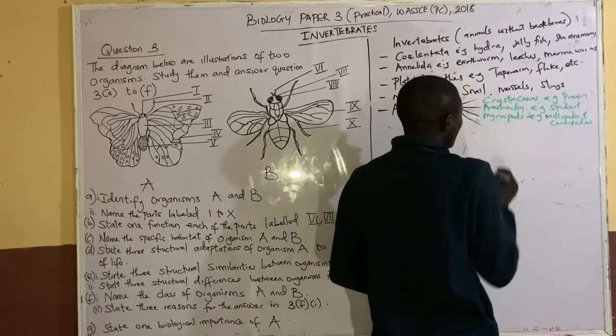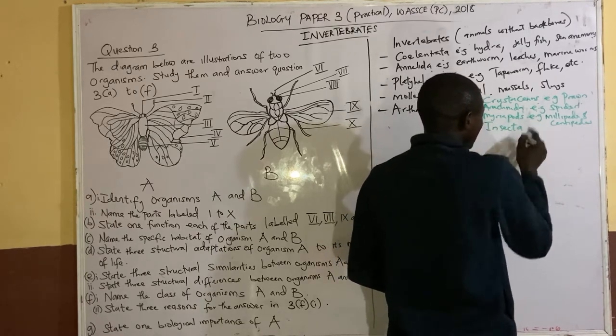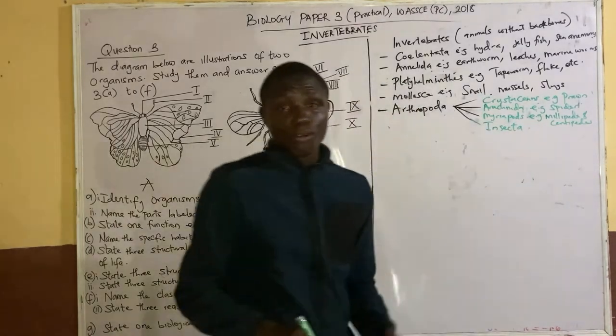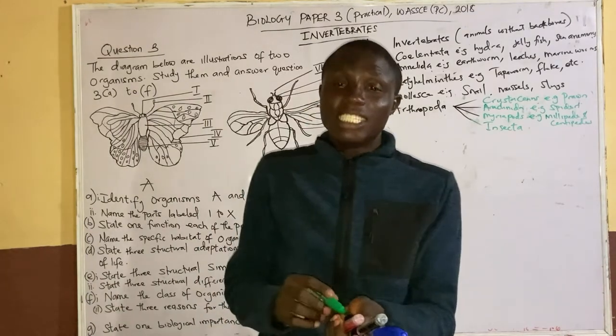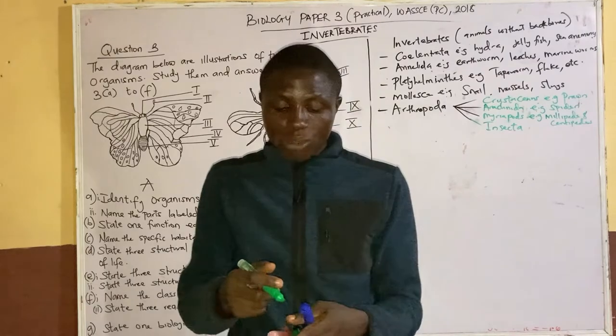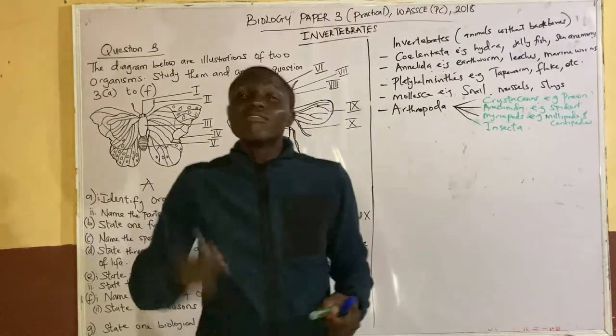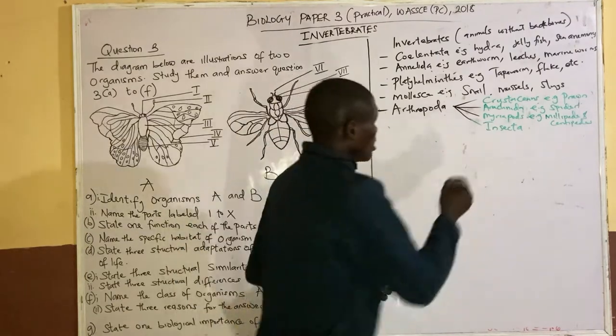And lastly, here is the group called insecta. We know them as insects, but the group is named insecta. Insecta is one of the most successful arthropods, and they are the only invertebrates that can fly.